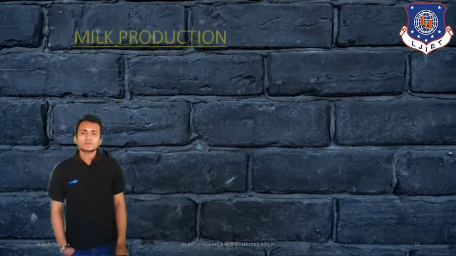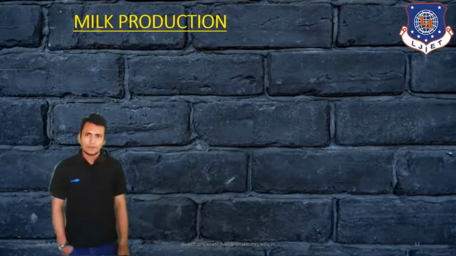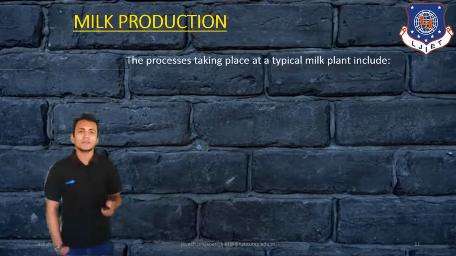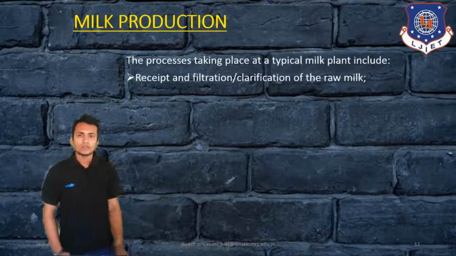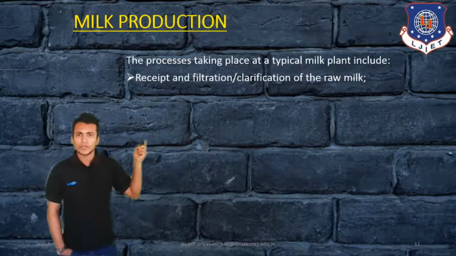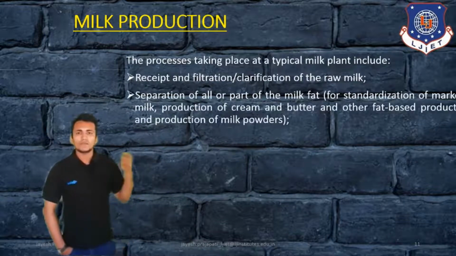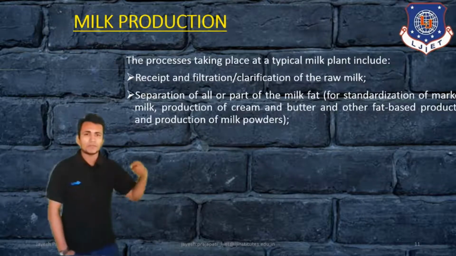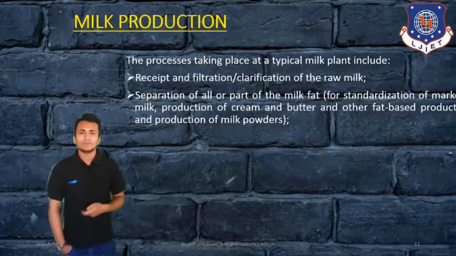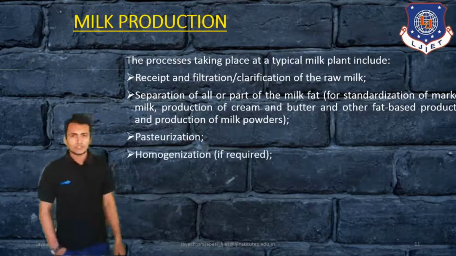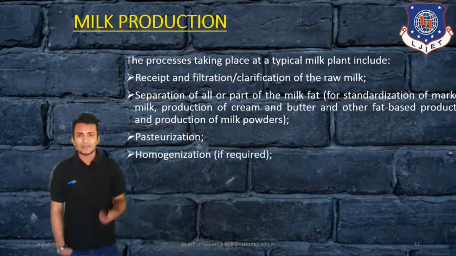Then milk production. In the milk production, the process taking place at a typical milk plant includes first receipt, filtration and clarification of raw milk. Then separation of milk fat and other parts of milk, standardization of milk, and production of creams, butters and other fat-based products, and production of milk powders. So that can be separation. Then pasteurization, homogenization if required.